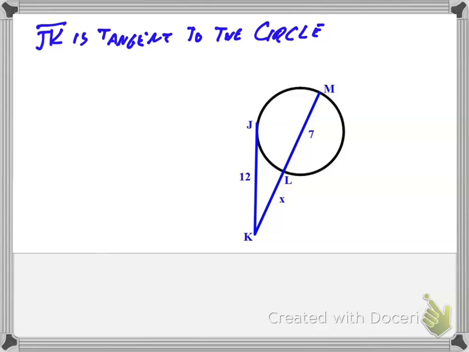Okay, one more example. So here we go. We are told that segment JK is tangent to the circle. Again, just to remind you, we're going to do outside times the whole thing, times the entire segment. So let's take a look here. We're looking for x.